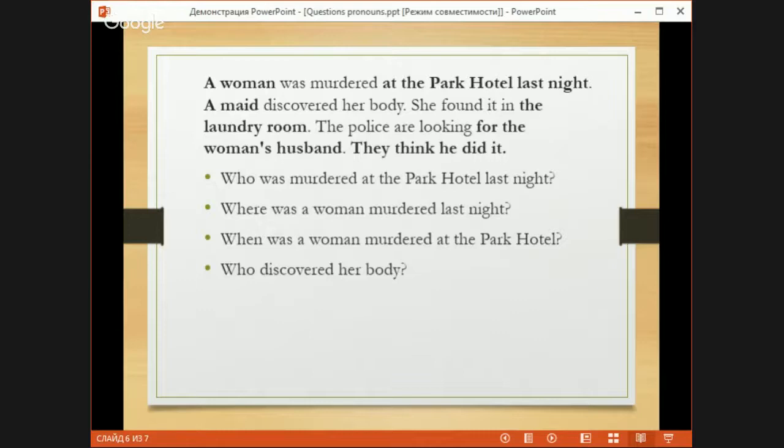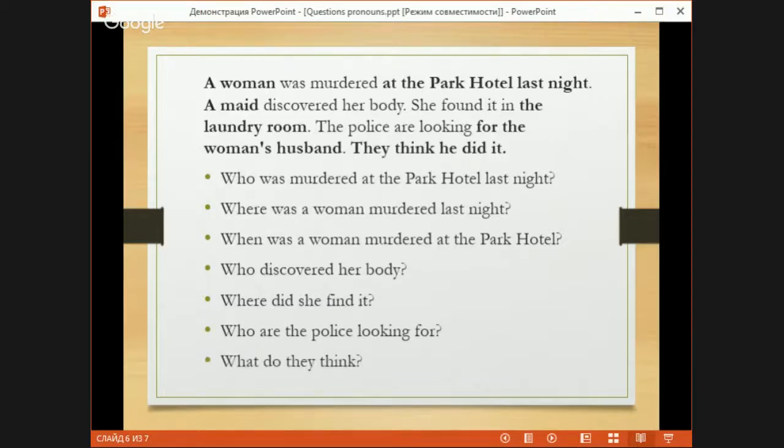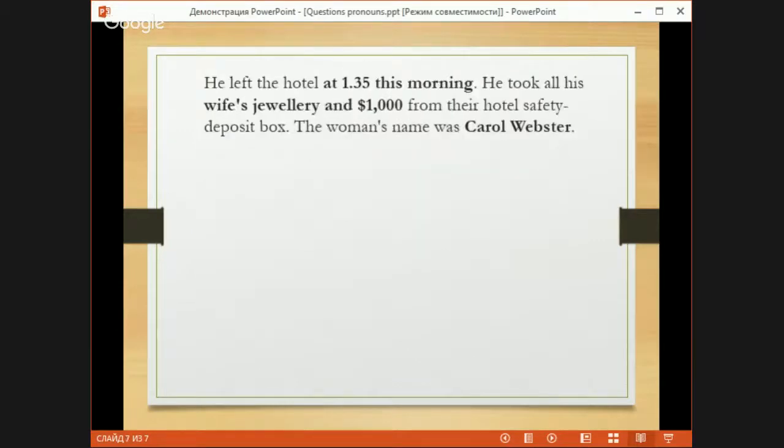The laundry room, next question we need to create. Where did she find it? And the last one, who are the police looking for? They're looking for her husband. And what do they think? The next part we have here, he left the hotel at 1:35. So we ask about 1:35. What time did he leave the hotel?